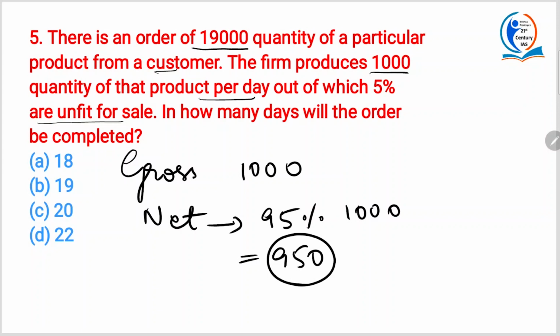quantity. All right. So per day it's 950. Total, how much do you want? 19,000. So how many days will it take? It is 19,000 by 950.